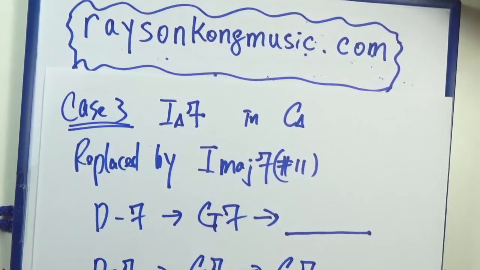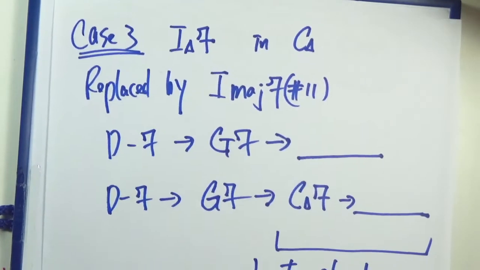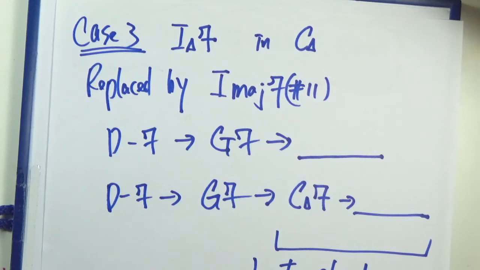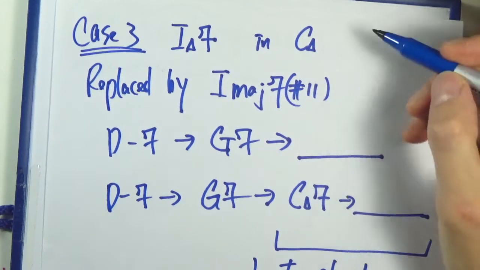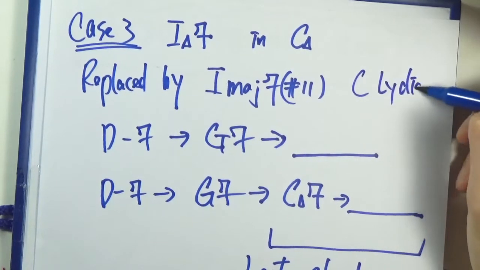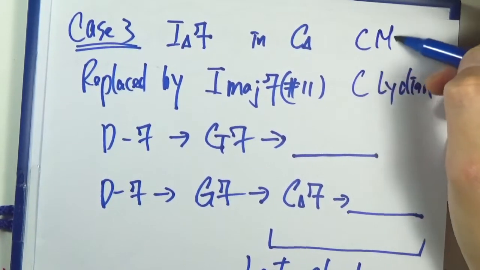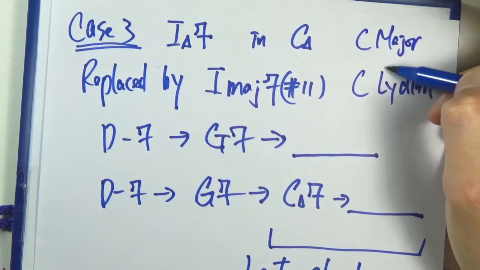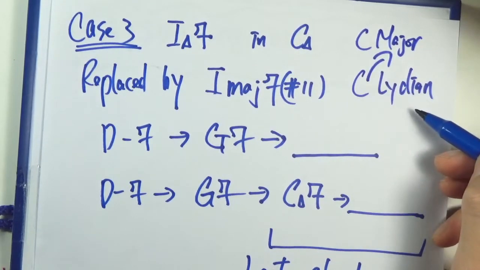Hello. Let's move on to case 3. So again, C major, borrowing modally. This time we are borrowing from C Lydian. So C major, borrowing from C Lydian. All right.